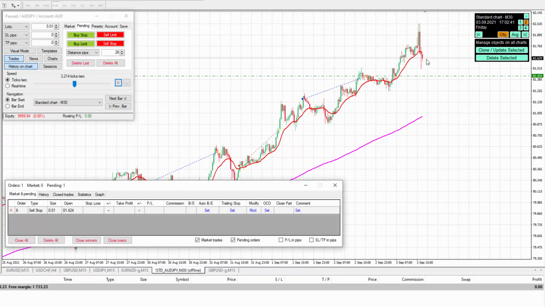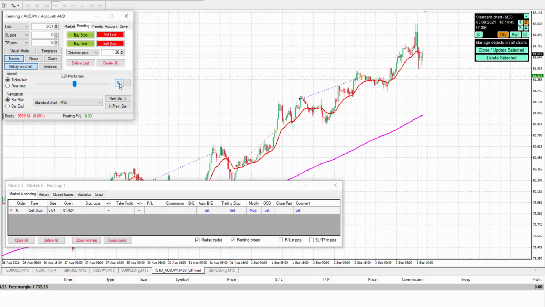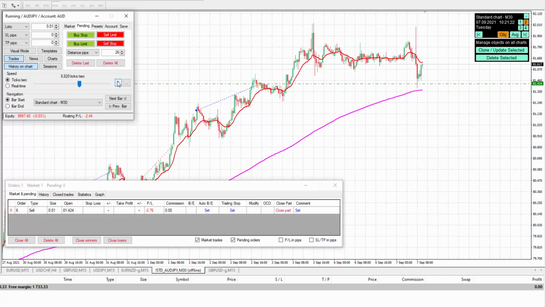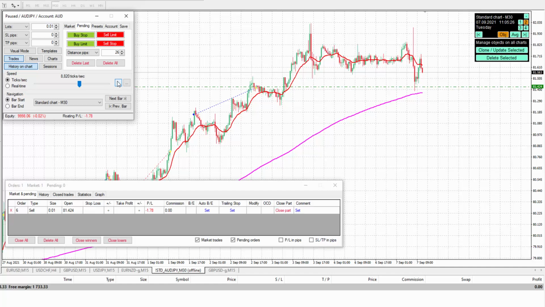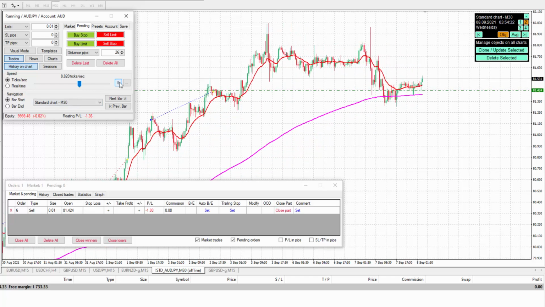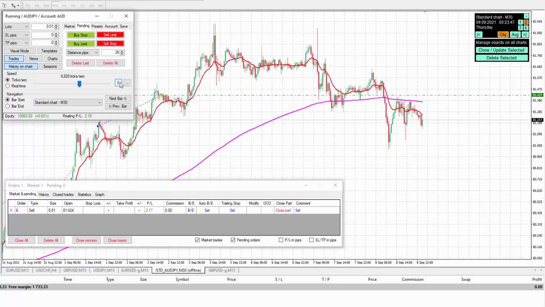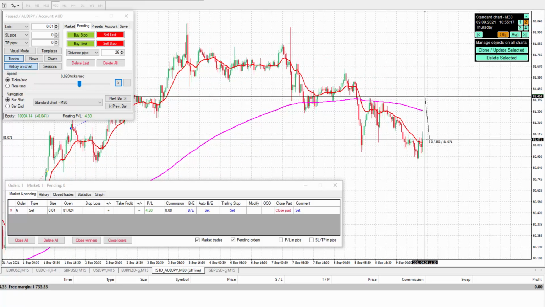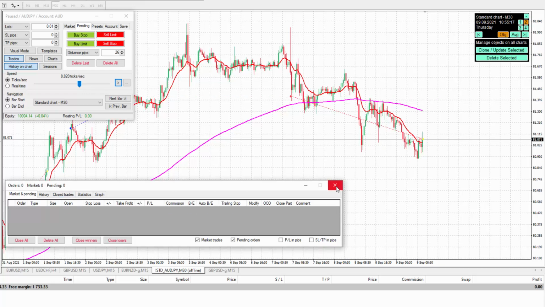So this is the new zone. If the price drops to here, it will trigger my sell order, and then I anticipate the price to go down even further. Finally, it fell, and this sell stop order got triggered. Now I'm in a sell position. How many pips is that? That's 35 pips. Let's say I want to close it. And this one was profitable.